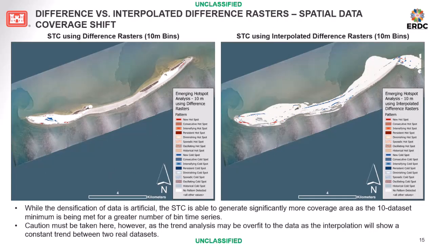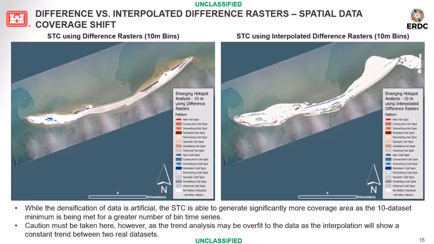That being said, while the densification of the data is artificial in this case, the space-time cube was able to generate significantly more coverage area as that 10 data set minimum was being met for a much greater number of bin time series. You can see on the left side there, the limited area across Ship Island is basically the East Ship and West Ship portions, and that entire Camille Cut or Katrina Cut area is just not being included in the analysis, versus whenever we do the interpolated difference rasters, you start to get a lot more in there. Again, I think caution has to be taken when you're doing that, because that trend analysis may be a little bit overfit to the data whenever we do interpolation.